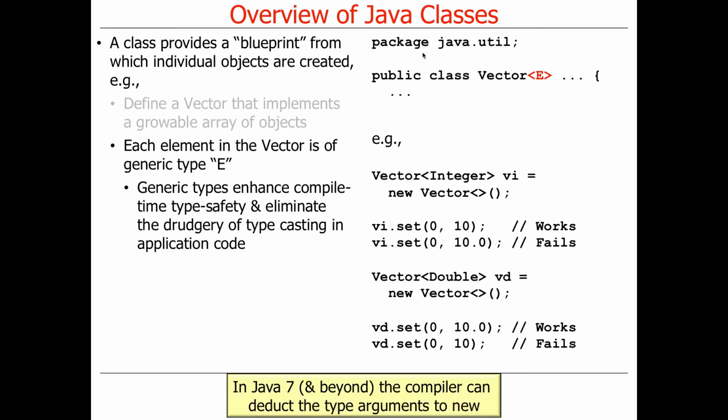Now, something else to notice here is that with Java 7 and beyond, you don't have to repeat the type of the vector when you say new vector. So in Java 6 and before, you'd have to say vector integer vi equals new vector integer. You'd have to actually put the word integer inside these angle brackets. With later versions of Java, including Java 8, of course, you don't have to do that. So it's a little bit less verbose.